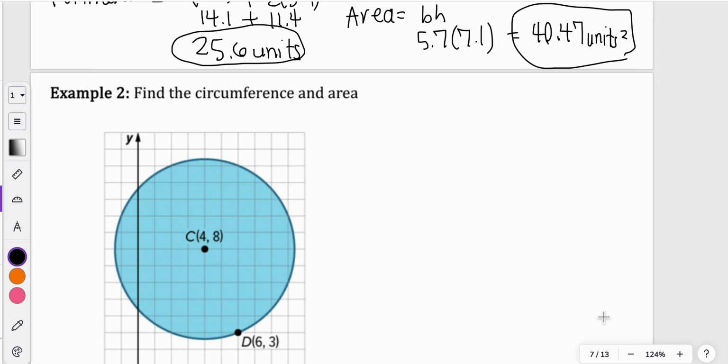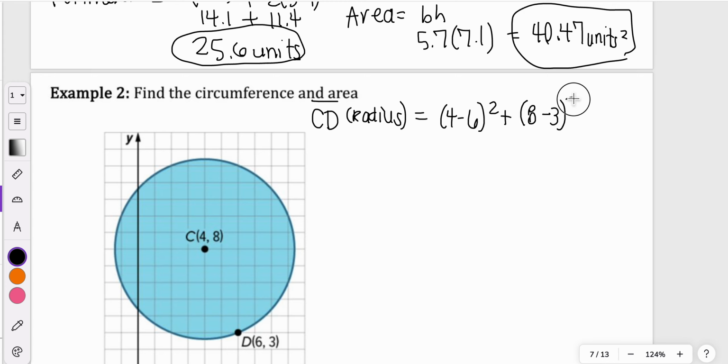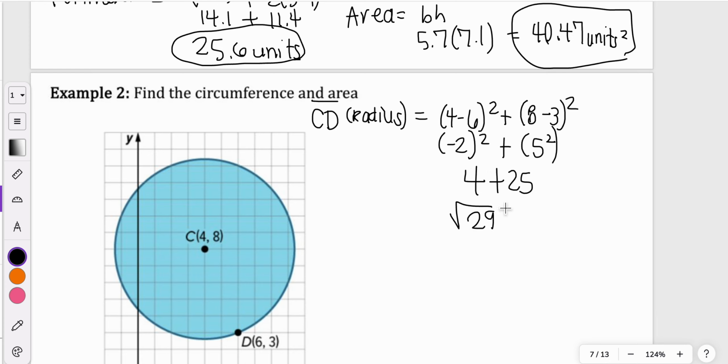Onward to the next example, we have example 2, find the circumference and the area. So circumference can be found if we take the distance of CD, which is going to be our radius. So let's do that first. So 4 minus 6, square that, plus 8 minus 3 and square that. So I'm going to get negative 2 squared plus 5 squared, or 2 squared is 4, 5 squared is 25, so about 29. So we're finding the radical 29, which is about 5.4. So from here to here, 5.4 units.